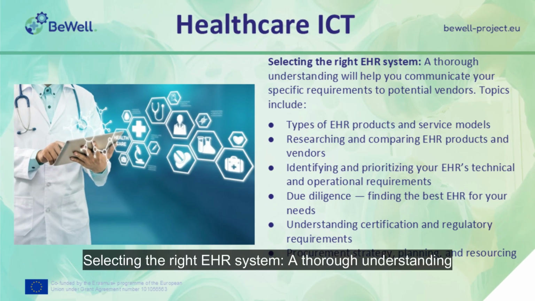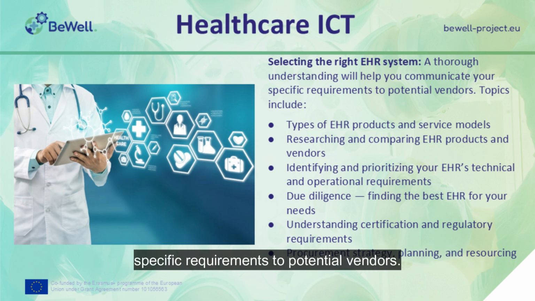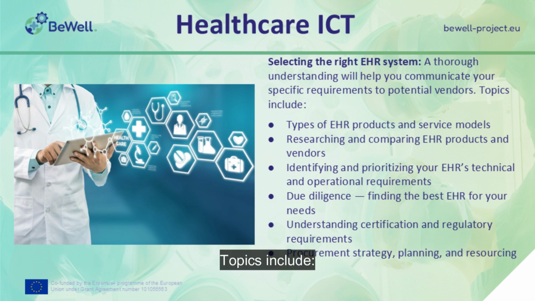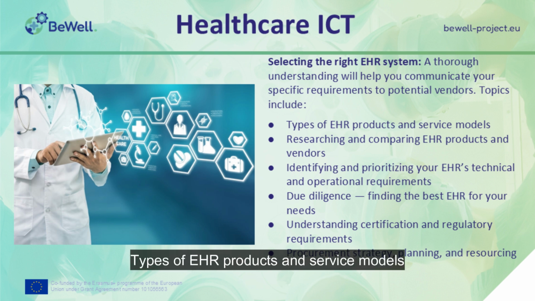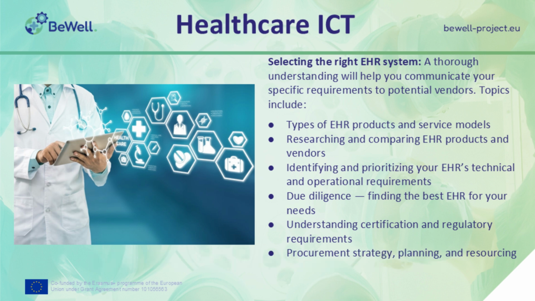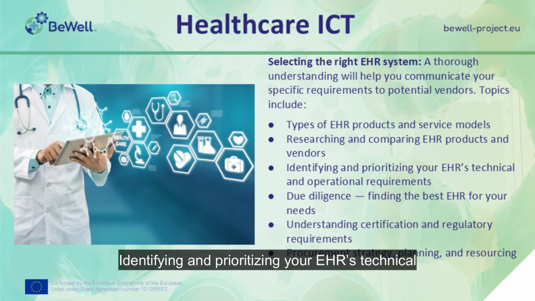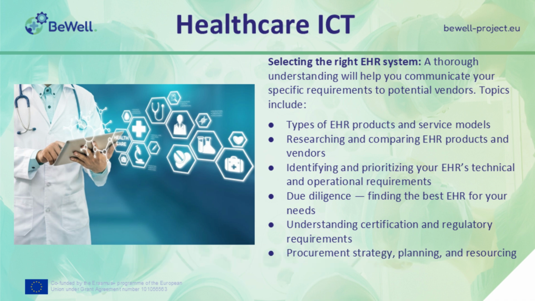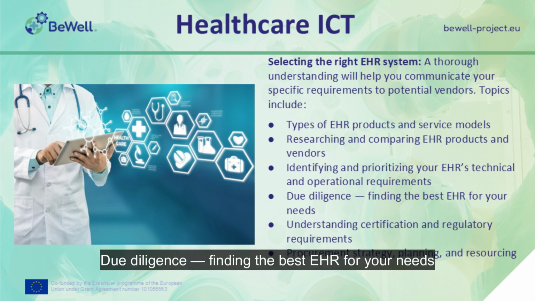Hello. Selecting the right EHR system, a thorough understanding will help you communicate your specific requirements to potential vendors. Topics include types of EHR products and service models, researching and comparing EHR products and vendors, identifying and prioritizing your EHR's technical and operational requirements, due diligence, finding the best EHR for your needs, understanding certification and regulatory requirements, procurement strategy, planning, and resourcing.